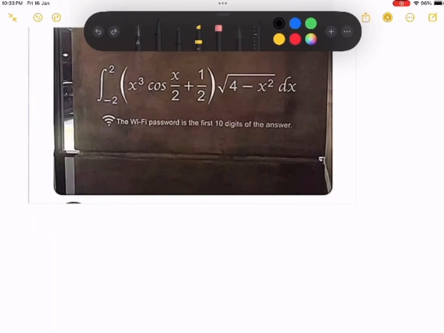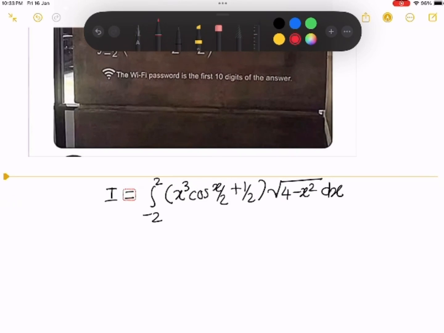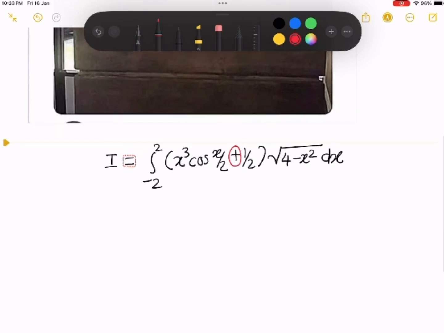Okay, so let's call this integral I, which is I equals the integral from -2 to 2 of (x cubed cos(x/2) + 1/2) times the square root of 4 minus x squared dx. We already see this addition, and we can separate the integral with the plus sign. So let's say I equals I1 plus I2.